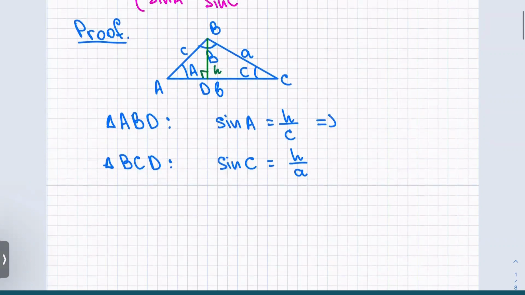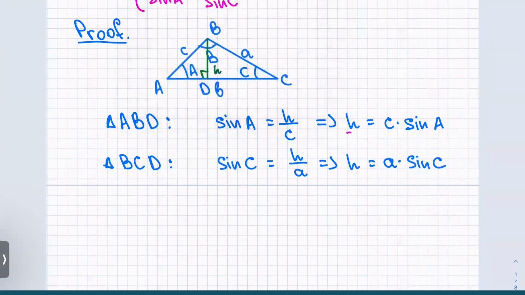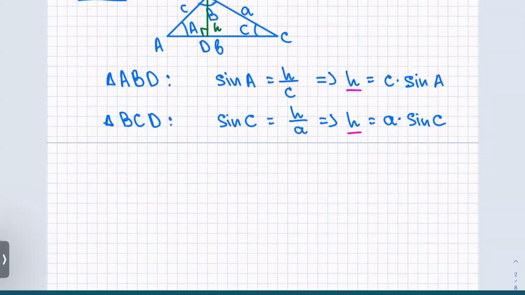And now, dear students, by applying very simple algebra, we can solve both of these equations for h, the first and the second, and we can see that h from the top equation is c multiplied by sine A, and from the bottom equation, h is equal to a multiplied by sine C. And so what did we get, dear students? On the left-hand side, we have the same h, which means that the right-hand side is also the same. So from this, it follows that we have c times sine A equals a times sine C.